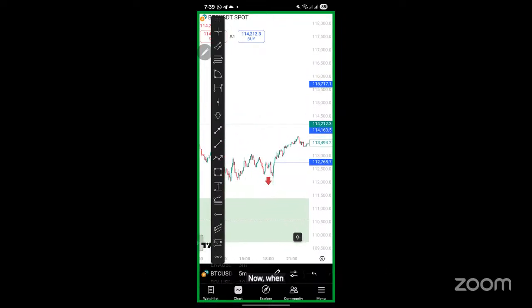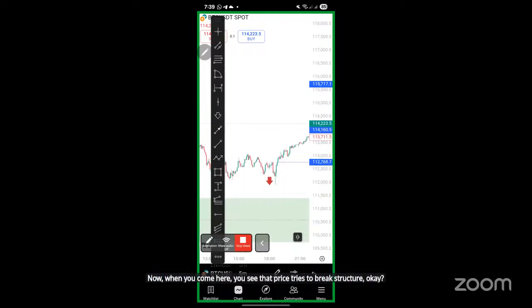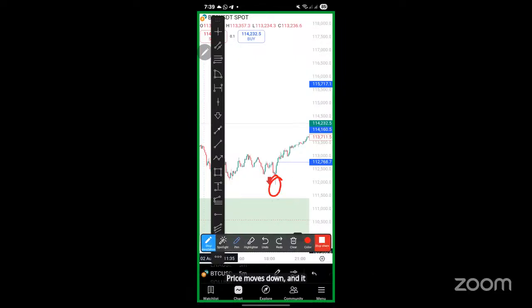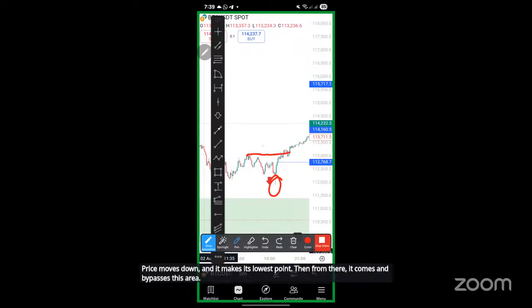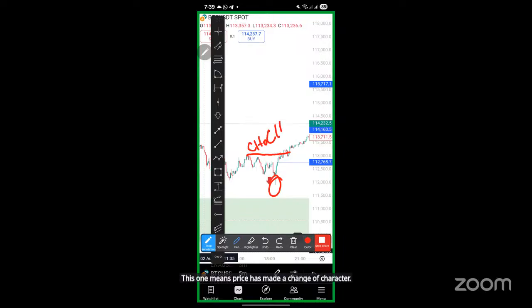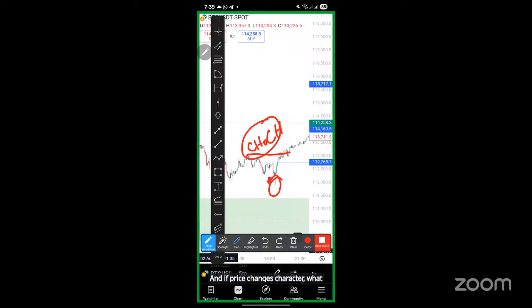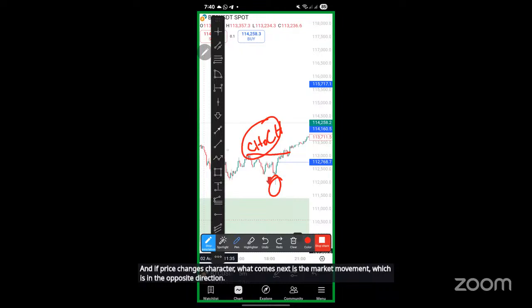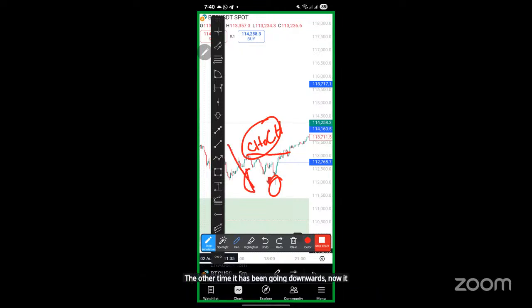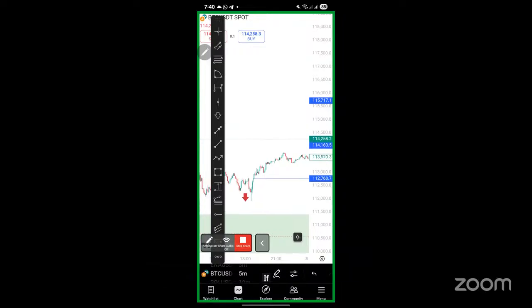Now, when you come here, you see that price tries to break structure. Price moves down here and makes its lowest point. Then from there, it comes and bypasses this area. This means price has made a change of character. If price changes character, what comes next is the market moving in the opposite direction. The other time it was going downwards, now it's going to go upwards.